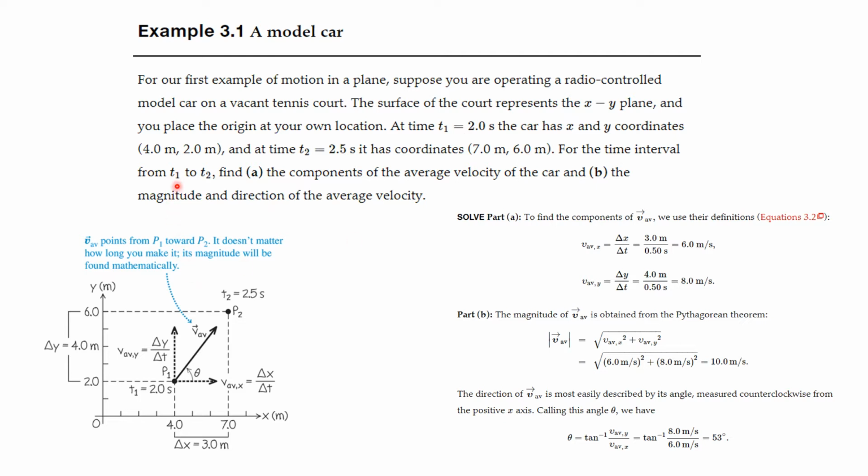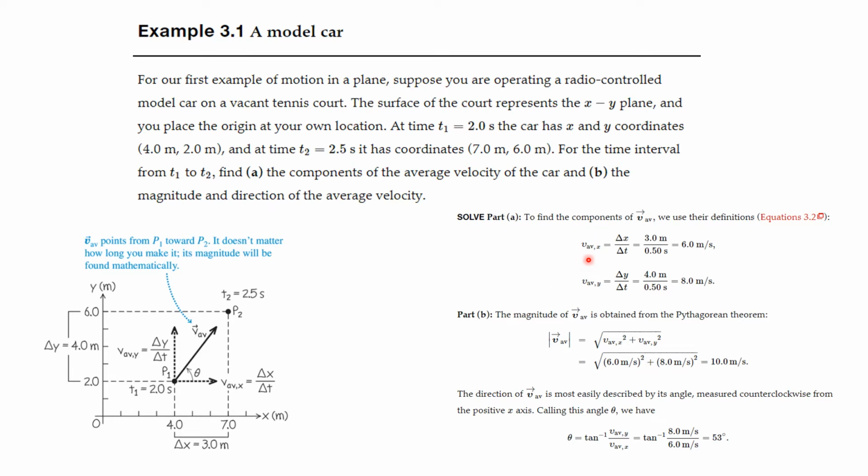So for the time interval from t1 to t2, the half second going from this time to this time, we're going to find the components of the average velocity of the car and the magnitude and direction of the average velocity. And here's a little picture that you can think about here, and you can see that the change in y was 4 and the change in x was 3 meters, and so that will help us as we go forward. Okay, so we want to find the components of that and use their definitions.